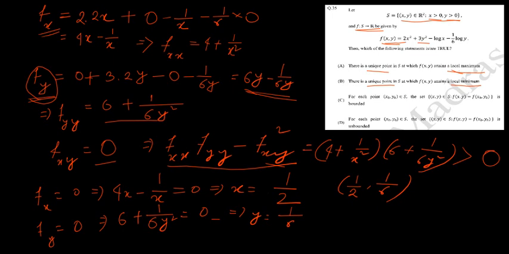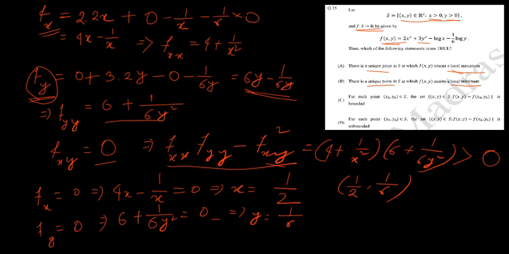It is a stationary point, an extreme point. There is only one extreme point, a unique extreme point. At this point the function f is either maxima or minima. I will check, so let's check.